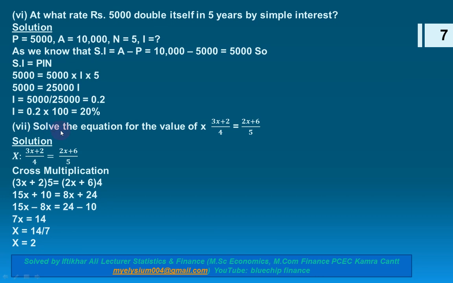Question number 7. Solve the equation for the value of x. Simply cross multiply this 3x plus 2 multiplied by 5 and 2x plus 6 multiplied by 4, and the calculation is given here, and finally the answer will be x equals 2.